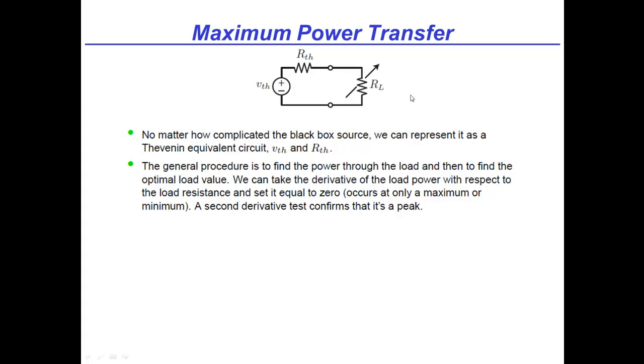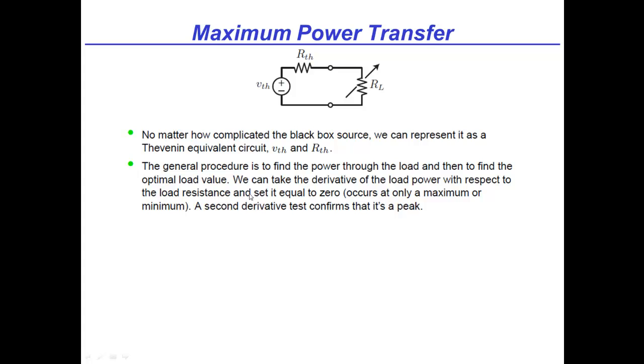So the general procedure is fairly straightforward. Okay? What you want to do is come up with an expression for the power through this load, and then we want to ask the question, what's the optimal value as a function of this load resistance? Well, what we're saying is that we're looking for a maximum or a minimum power as a function of the load resistor. We can remember our math background, and we can take the derivative of the load power on this resistor, with respect to the load resistance.